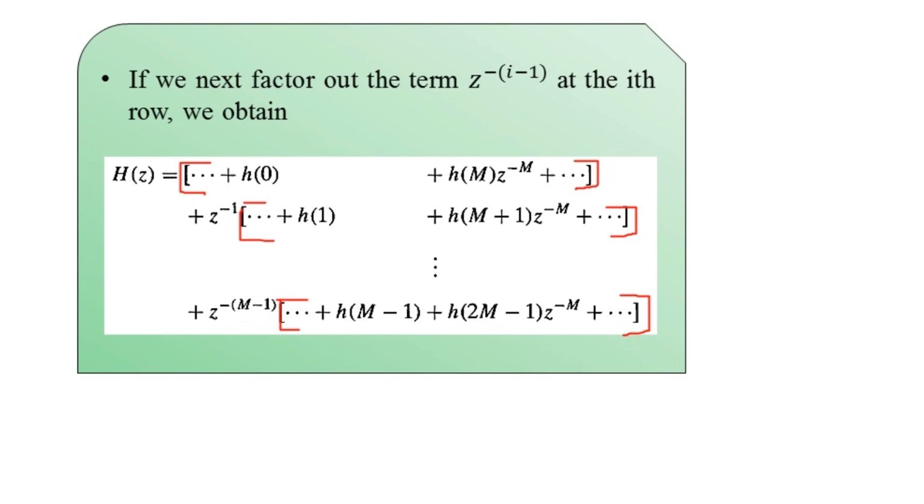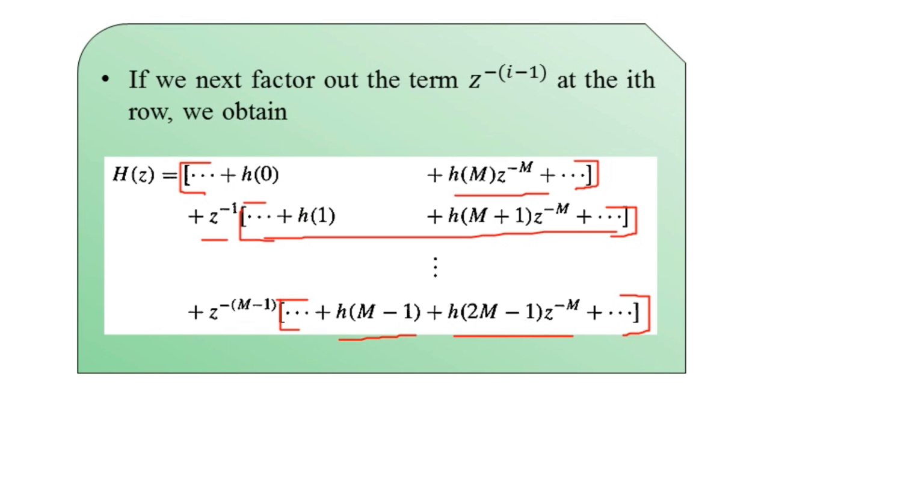So here we have h(0) added to h(M) z^(-M). This is the first one. This is added to z^(-1) multiplied to the square bracket, z^(-1) being common to all the terms inside the square bracket, where we initially have h(1) added to h(M+1) z^(-M). So this way we go to z^(-(M-1)) multiplied to the square bracket, where we have h(M-1) further added to h(2M-1) multiplied by z^(-M).